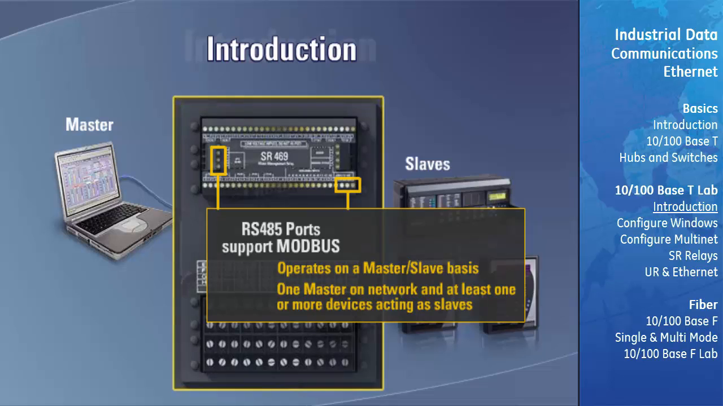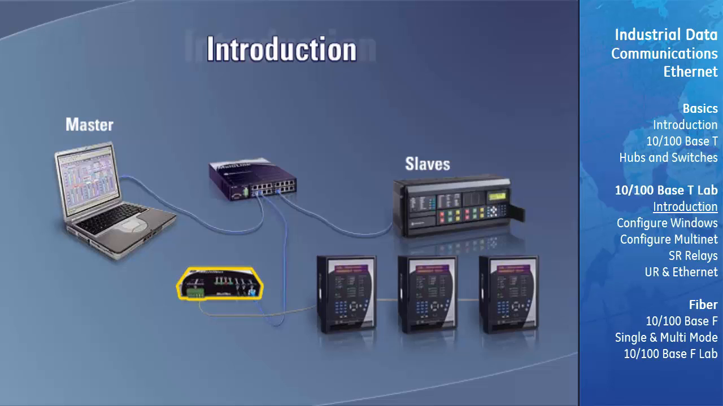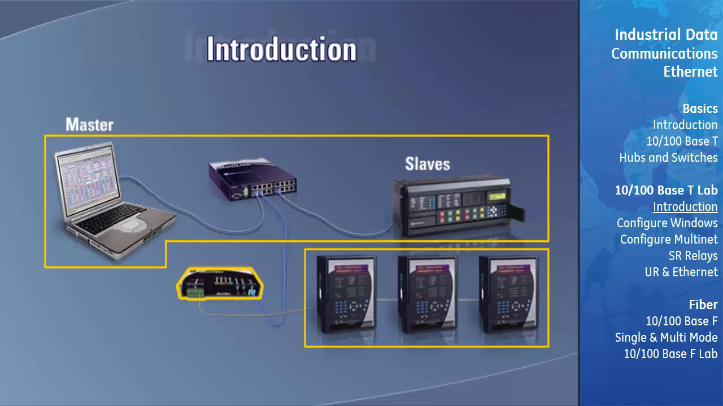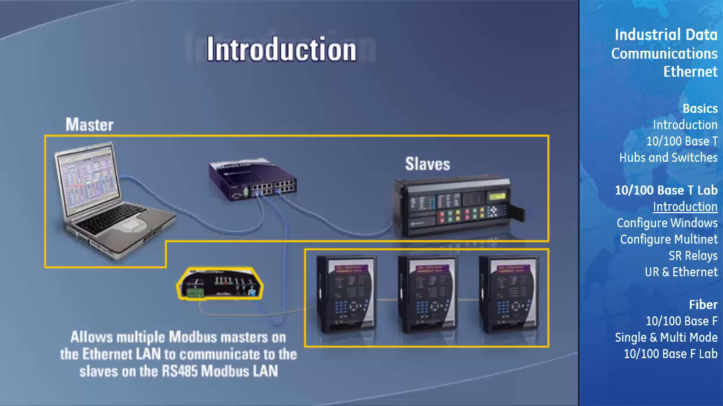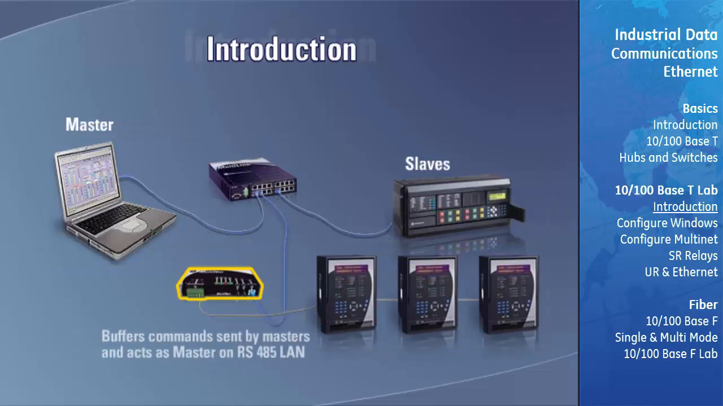The GE Multilin MultiNet Serial to Ethernet Converter is a communications module that interfaces an RS-485 Modbus LAN to an Ethernet LAN. This allows multiple Modbus masters on the Ethernet LAN to communicate to the slaves on the RS-485 Modbus LAN. The MultiNet does this by buffering the commands sent by the masters, and then acting as the master on the RS-485 LAN by repeating these commands to the slaves. Once the slaves respond, the MultiNet master sends the response back to the appropriate master on the Ethernet LAN. The MultiNet acts as a server on the Ethernet LAN and a master on the RS-485 LAN.